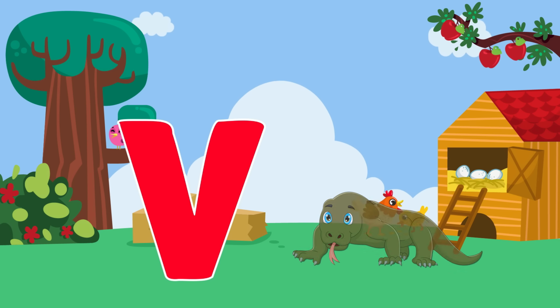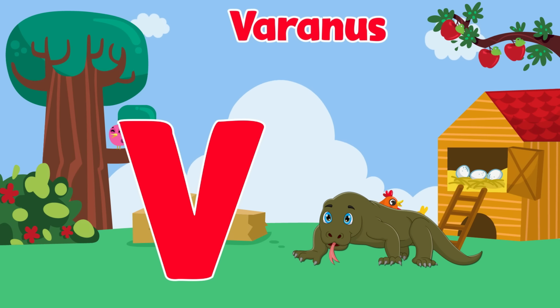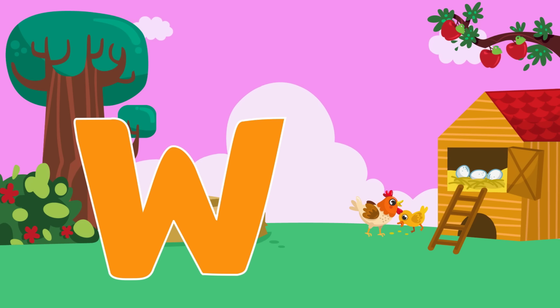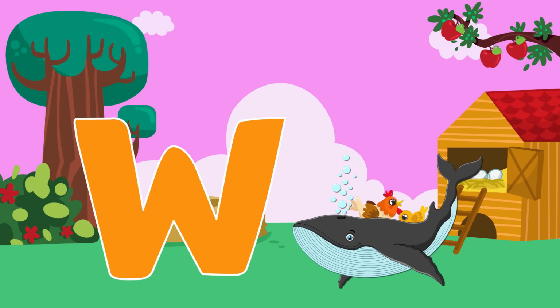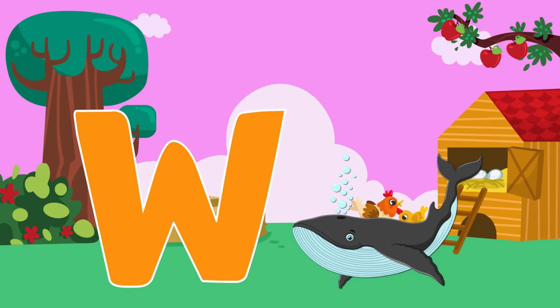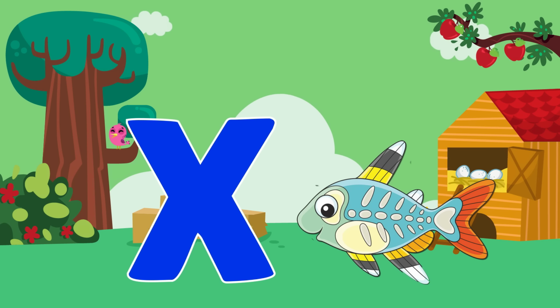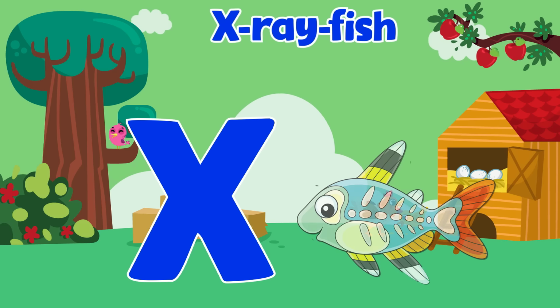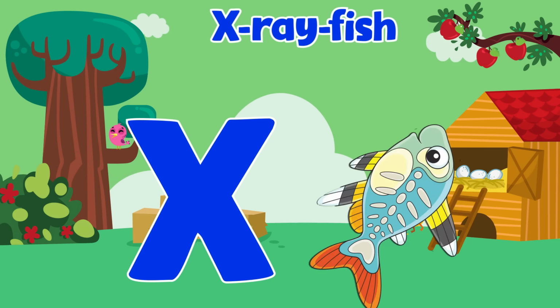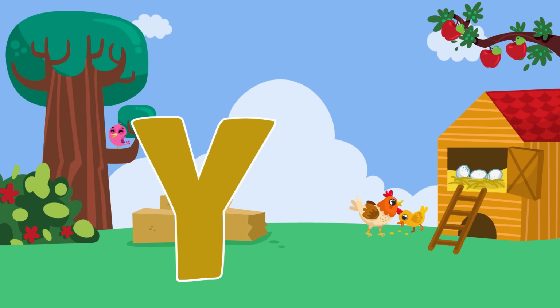V, v, varanus. V, varanus. W is for whale. W, w, whale. W, whale. X is for x-ray fish. X, x, x-ray fish. X, x-ray fish. Y is for yak.